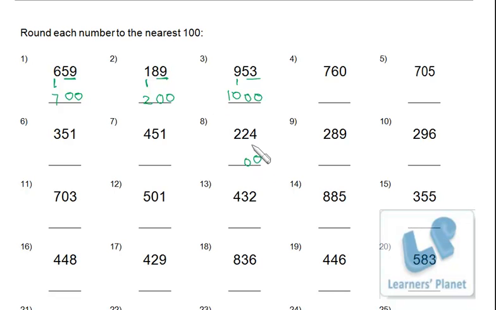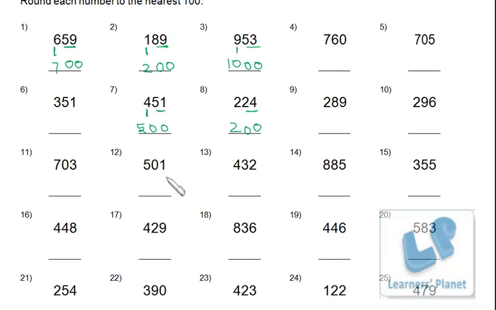Okay, here put up 2 zeros. Last 2 digits less than 50, so copy this number as it is. Okay, here put 2 zeros. Last 2 digits more than 50, so add 1. 4 and 1, 5. Okay, here I put 2 zeros, last 2 digits less than 50, so copy this as it is. Okay, so 432 is rounded to 400 if we round it to nearest 100.